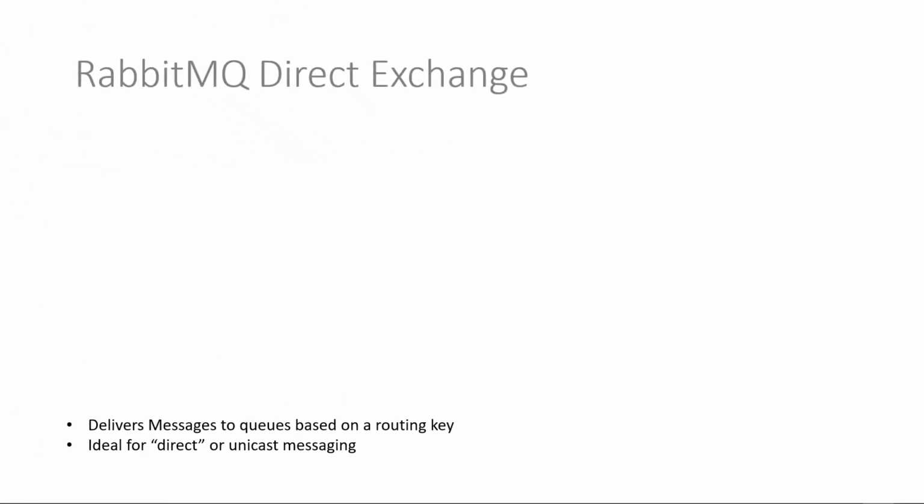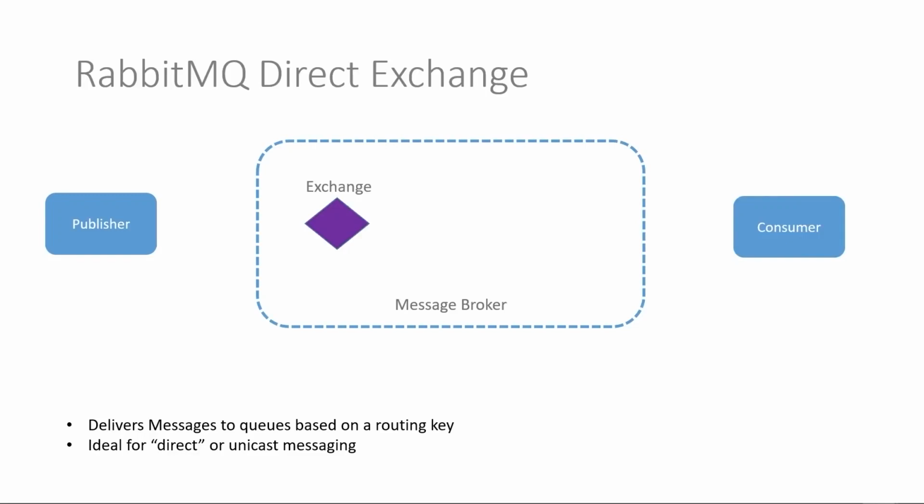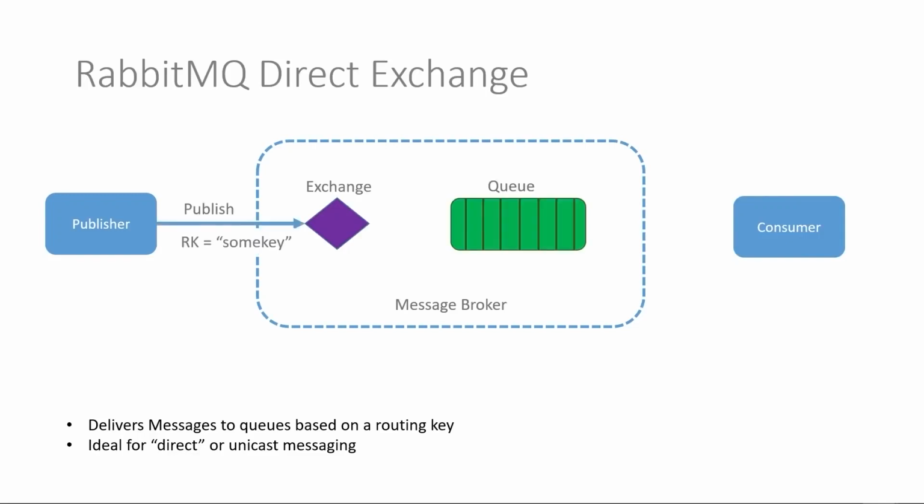So the direct exchange, as it says in the bullet points, delivers messages to queues based on a routing key. So it's ideal for direct or unicast messaging. You've got your message broker, you have your publisher, so that could be our platform service, you have a consumer, that's our command service, you have this direct exchange, you have the queue. The publisher will publish a message, so I've created a new platform. It will also attach this routing key, which will place it onto the particular queue, and the consumer will then consume off that queue. So we're not going to use this method.